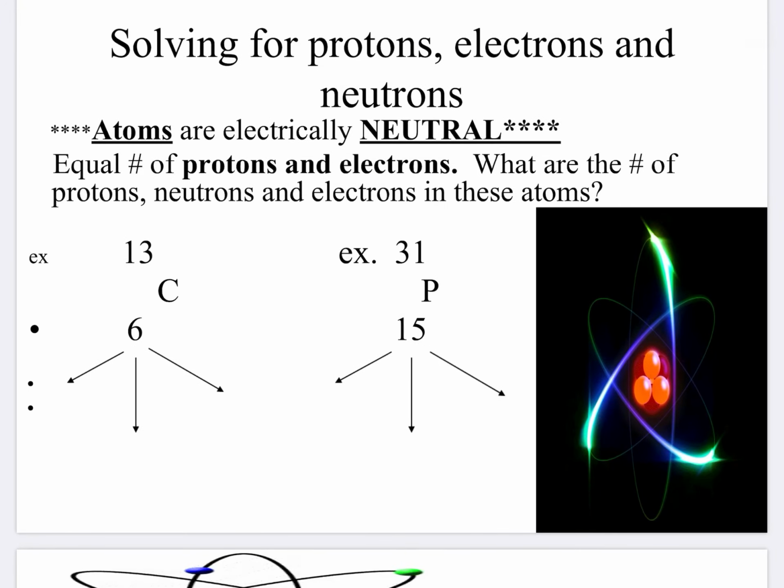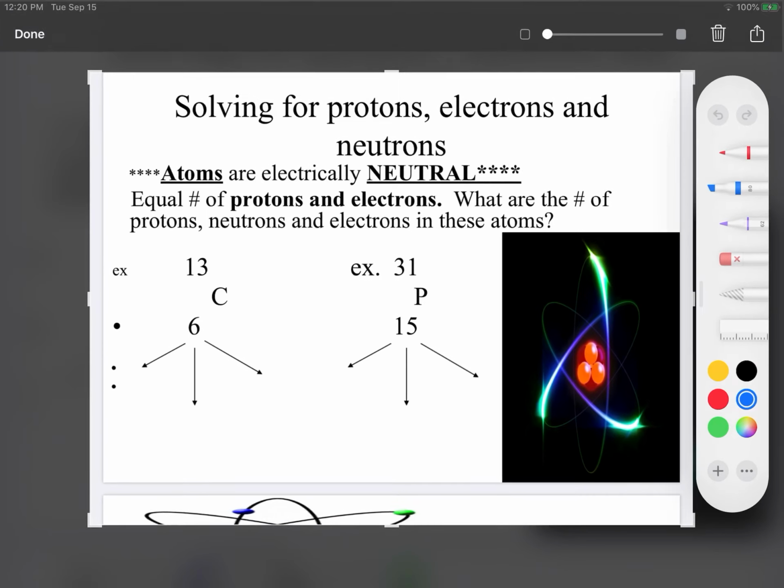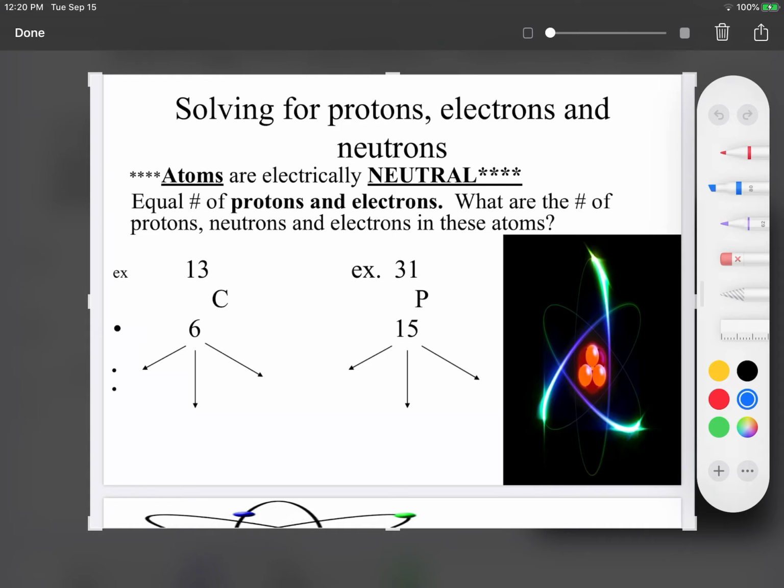Solving for protons, electrons, and neutrons. All right? So look over here. This is very important. Whenever you see a question that has the word atoms, atoms means electrically neutral. That means we have an equal number of protons, which are positive, and electrons, which are negative. Okay? So let's determine the number of protons, electrons, and neutrons in these atoms here.